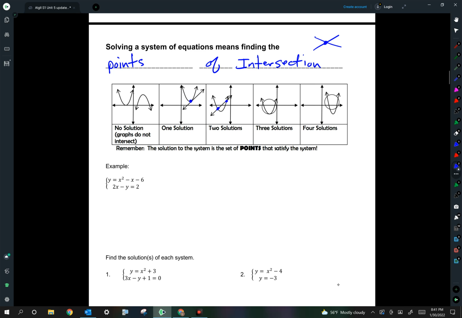In the last example, there are 4 points of intersection. So most of the ones that we're going to do will have 2 points of intersection, but I'm just telling you that because it's going to be a little different than what you're used to from last quarter.